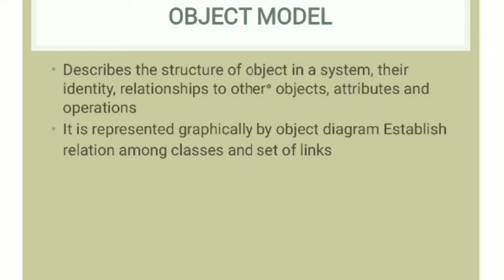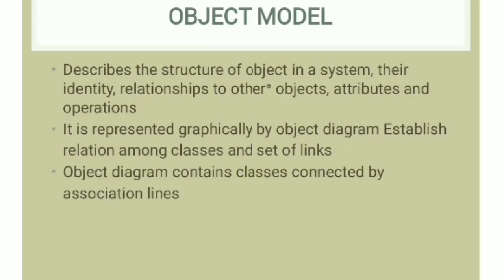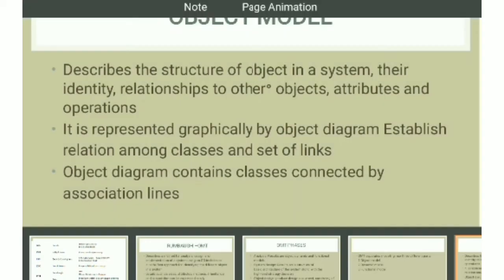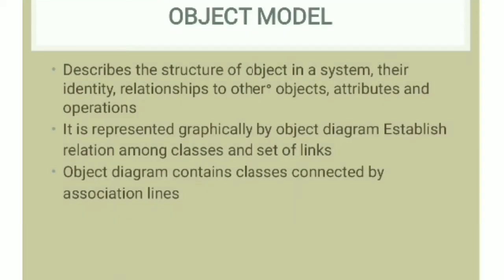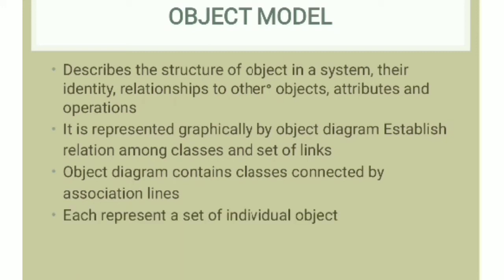Basically, the object model is graphically represented by an object diagram, which establishes the relationships among classes and sets the link between the classes, which is known as an association. An object diagram contains classes which are connected by association lines. Each represents a set of individual objects.